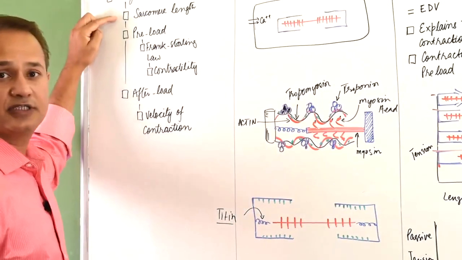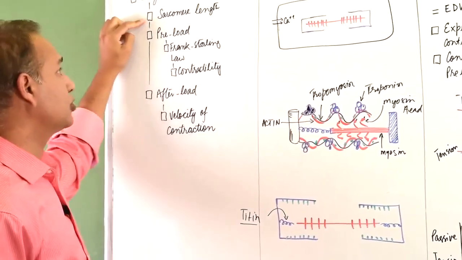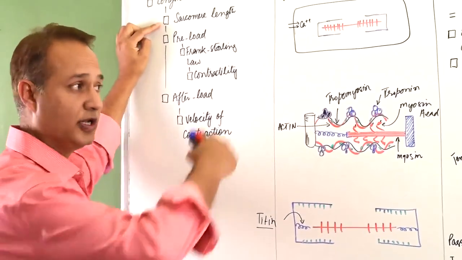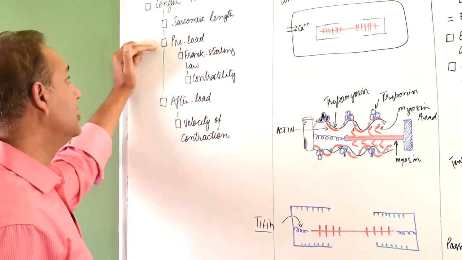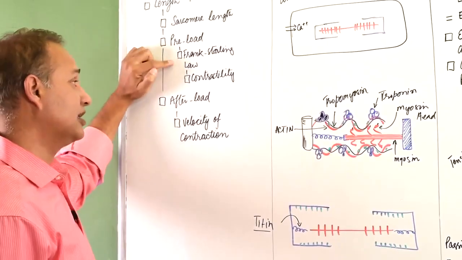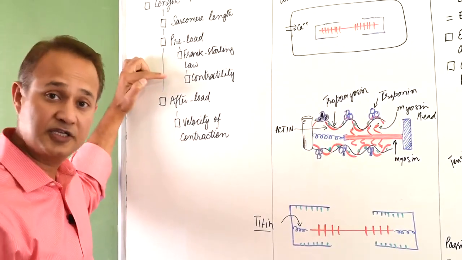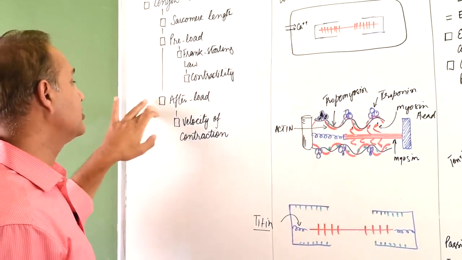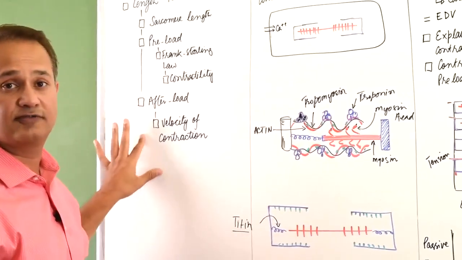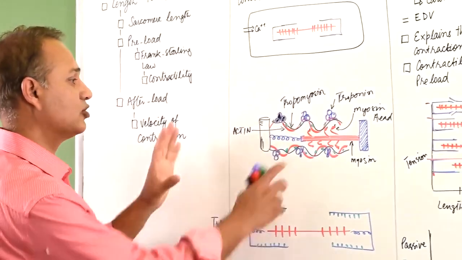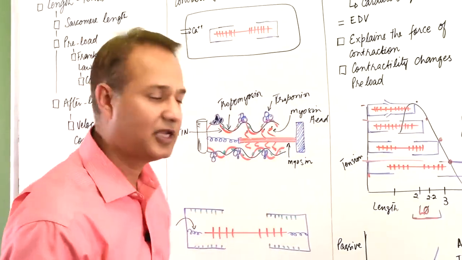So what we need to understand in this whole thing is, number one, what is the sarcomere length and what is its role in this whole situation, preload and afterload. Then what is preload, what is Frank-Starling law, what is the contractility's relationship in the preload, and we'll also then talk about afterload and the velocity of the contraction. So first of all, sarcomere. We have done the sarcomere many times.